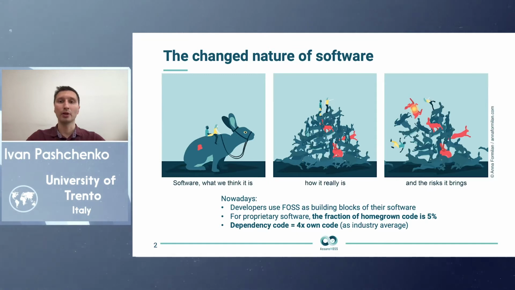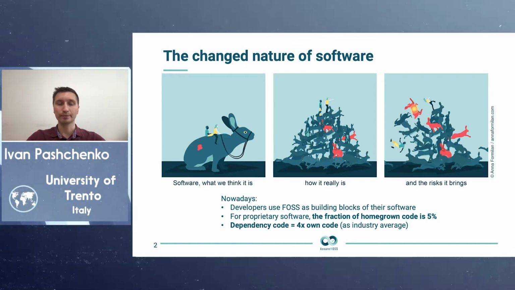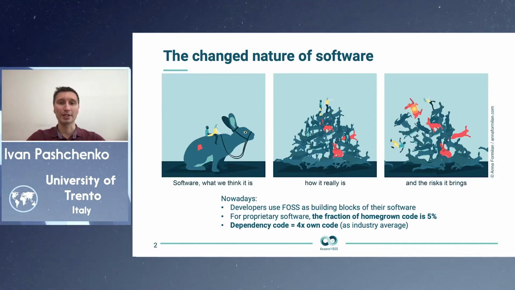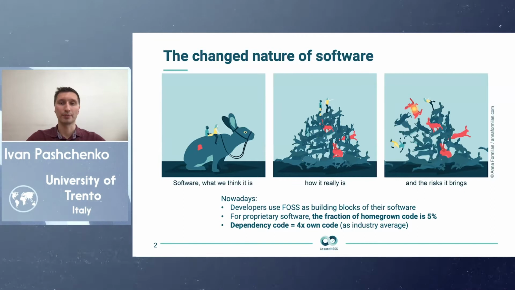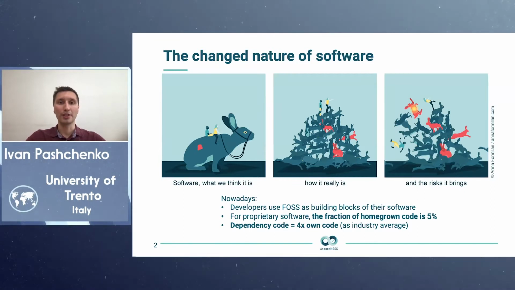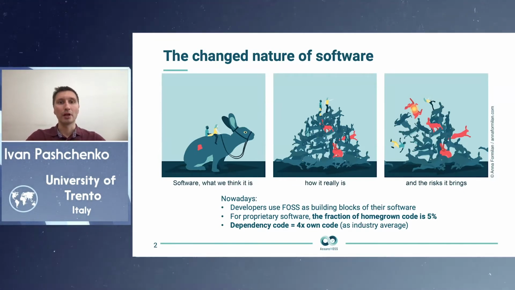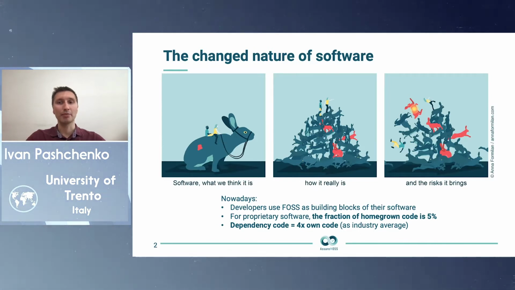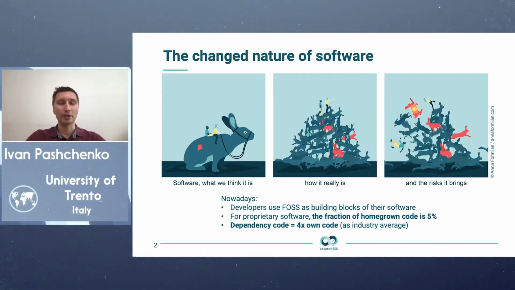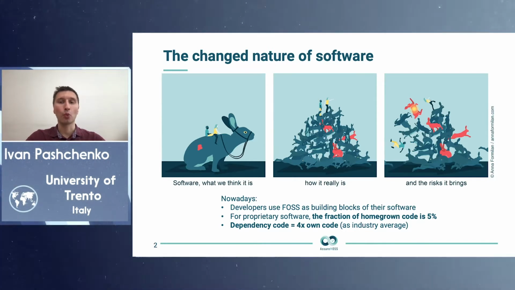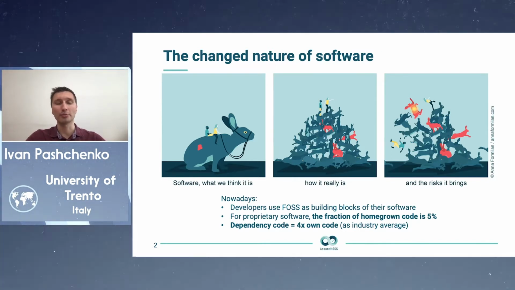But the code coming from dependencies is still code. It still can have bugs and security vulnerabilities. These vulnerabilities are fixed by developers of these upstream projects. So you see now that developers are not actually riding on a big, stable, and controlled rabbit. Instead, they're trying to balance on a pyramid of many quickly moving rabbits, software libraries.